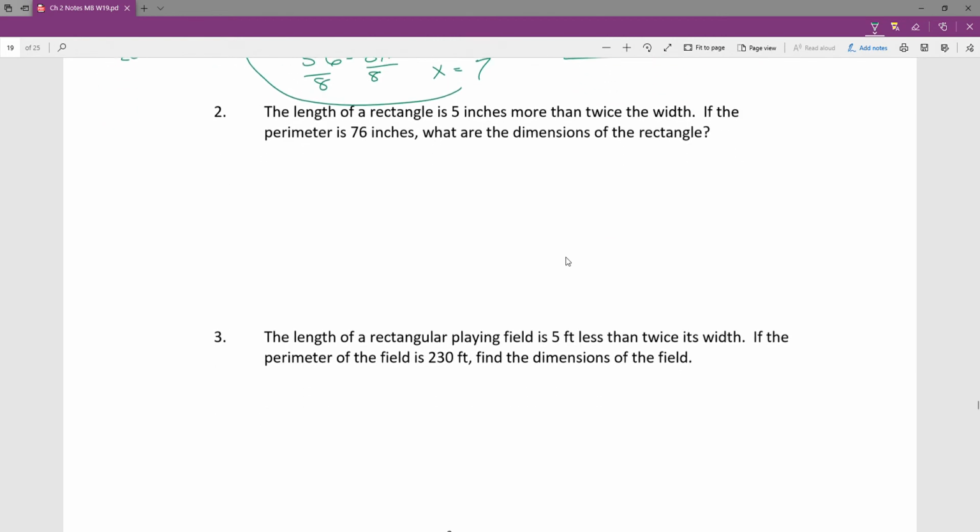So this one says it's another rectangle. It says the length of the rectangle. So let's draw the rectangle. Gives me some information about it. It says that the length is 5 inches more than twice the width. I'm comparing to the width, so again, this gets to be x. And I'll give you a minute to come up with the expression for the length.